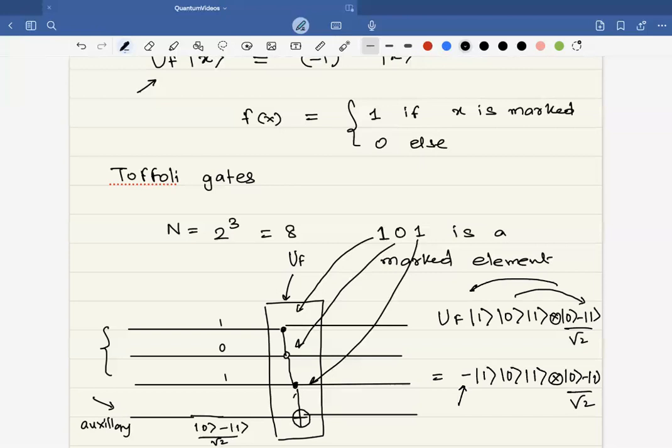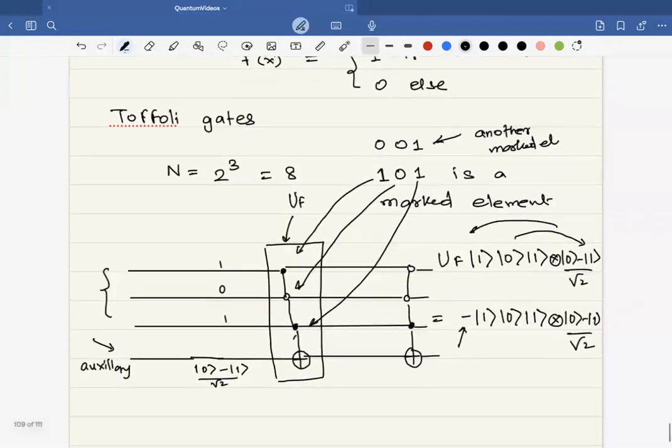And if you want, let's say there are multiple inputs, suppose you have 0, 0, 1 also as another marked element, then after this you have one more Toffoli, and you can check that this will take care of multiple marked inputs. So that's the U of F gate.